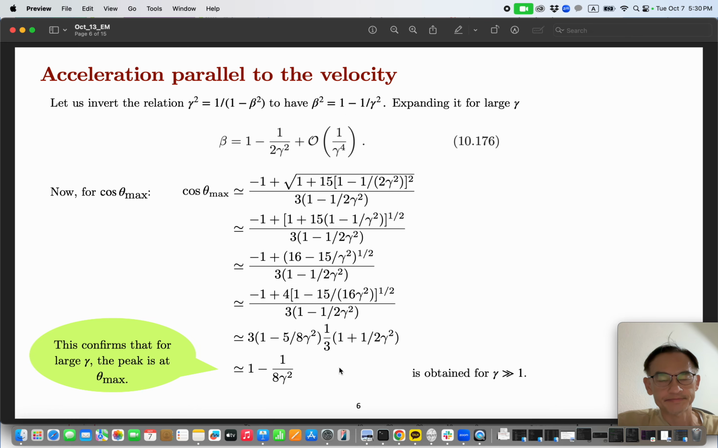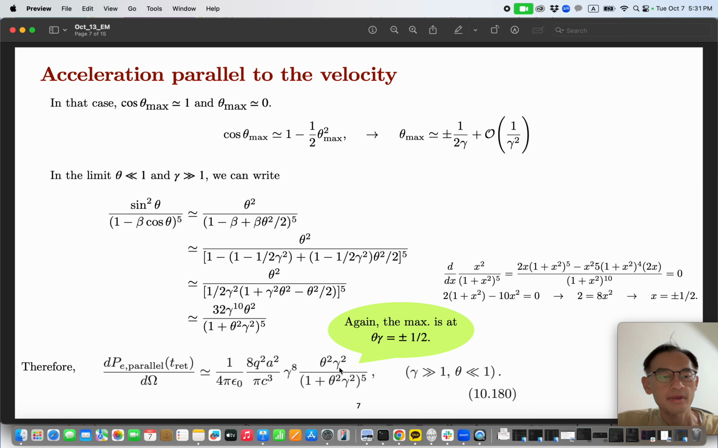All right. In that case, cosine theta max is close to 1, and theta max is close to 0. And in that case, you can expand the cosine theta because theta max is small. It's 1 minus 1/2 theta max squared as the second order term. So you can say that theta max is now on the order of 1 over 2 gamma plus higher order term.